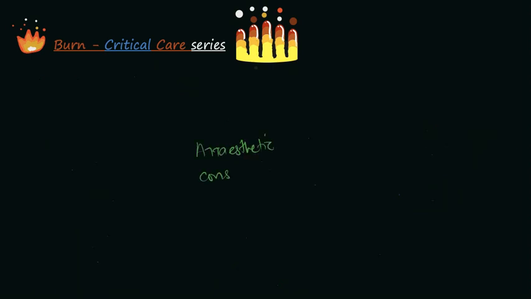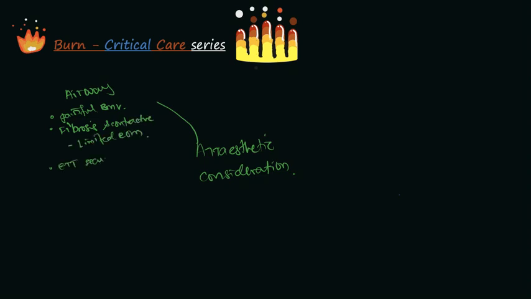So for the anesthetic considerations, primarily the airway is of concern. There will be painful bag mask ventilation. Fibrosis and contracture will cause a limited range of motion of the neck. ETT securing can be more difficult. Edema around the ETT can be a challenge for us to extubate the patient.